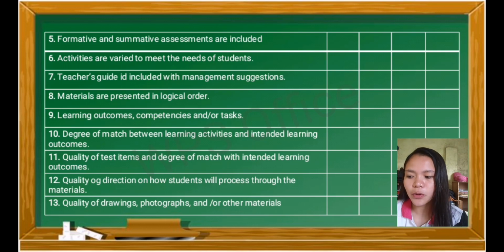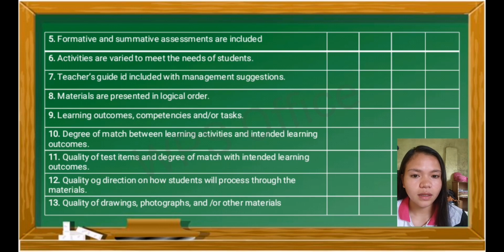Next is criteria number six: activities are varied to meet the needs of students. Yes or good? Is it all right but not so good? Is it no or poor? Or not applicable? Next, criteria number seven is teacher's guide is included with management suggestion. Is it yes or good? All right but not so good? No or poor? Or not applicable?